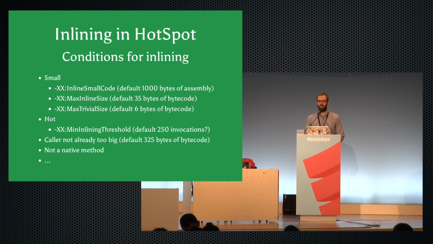them. So HotSpot has some heuristics for inlining code. It likes to inline things that are small, things that are hot, called lots of times. And it has a few other heuristics and restrictions as well, but basically small things that are hot. And as you can see here, you have a few JVM arguments that you can use to tweak these heuristics, but the defaults are pretty sensible.